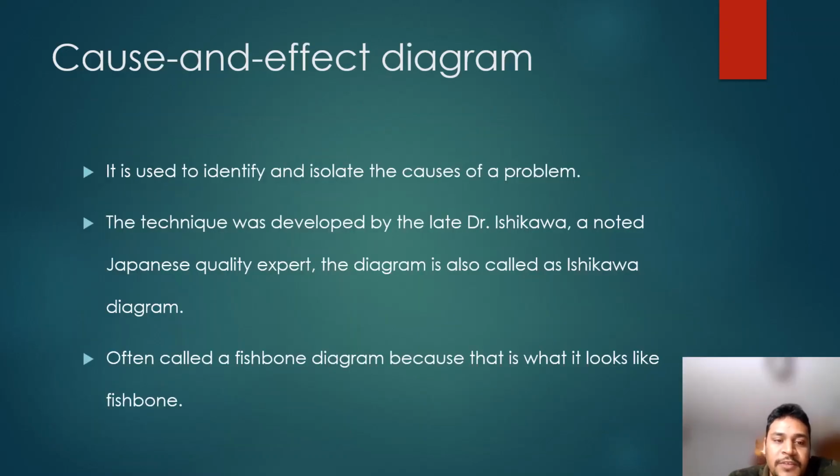While coming to the cause and effect diagram, we normally use it to identify and isolate causes of a problem. The technique was developed by the late Dr. Ishikawa, a noted Japanese quality expert. So sometimes the diagram is called an Ishikawa diagram, and we often call it a fishbone diagram. In his book Guide to Quality Control, Ishikawa explains the benefits of using cause and effect diagrams as follows.